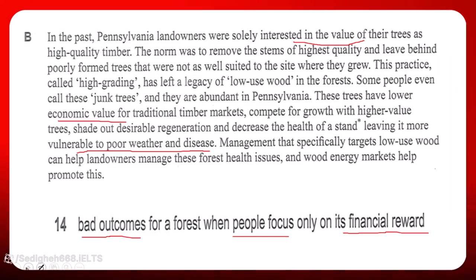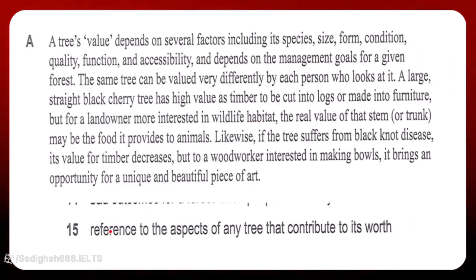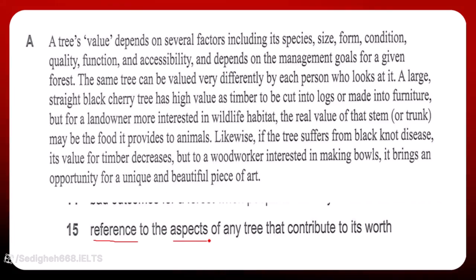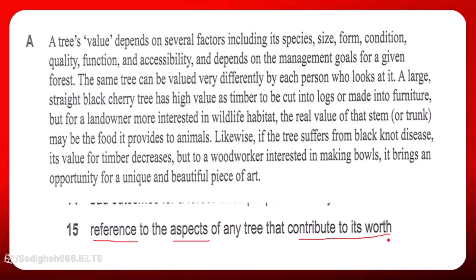Now we start from the next question. Again, we just read the question first and highlight the keywords: reference to the aspects of any tree that contribute to its growth. So the first keyword is reference. Aspects, so we have to look for different traits, different aspects of a tree that contribute to its growth. It is another keyword.